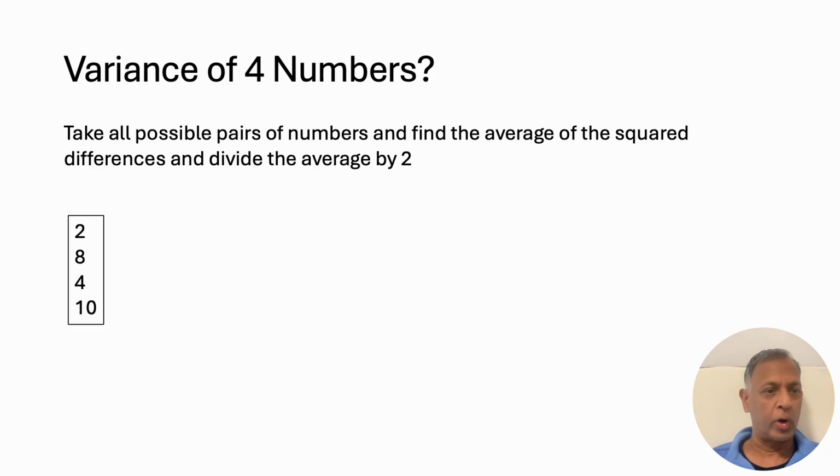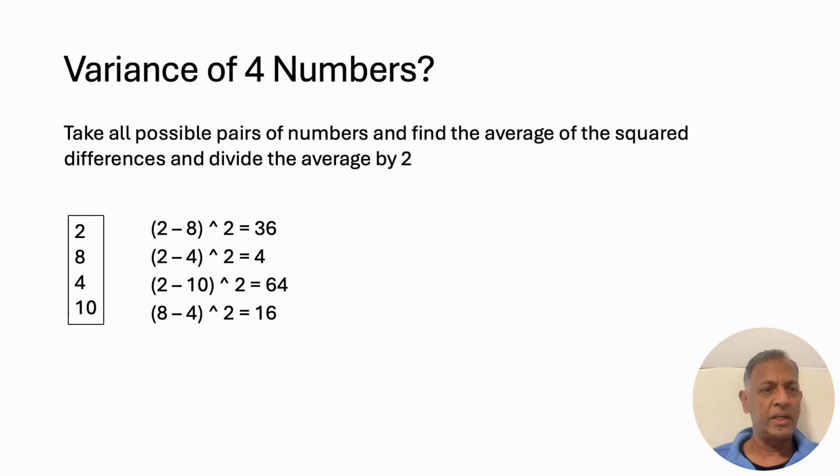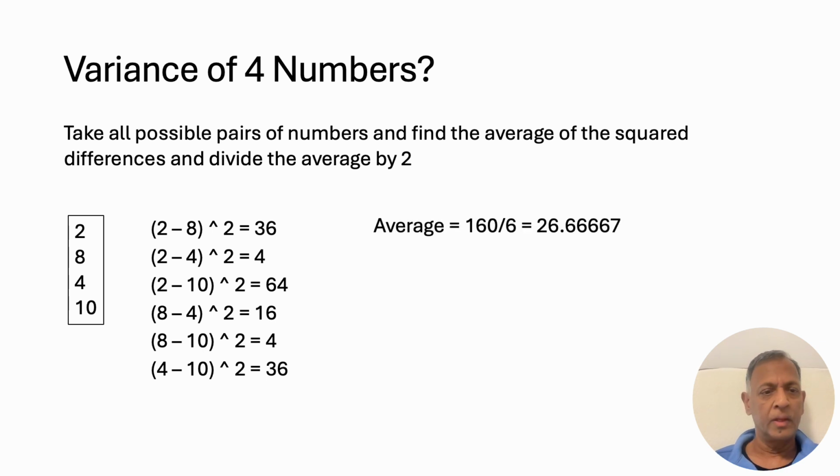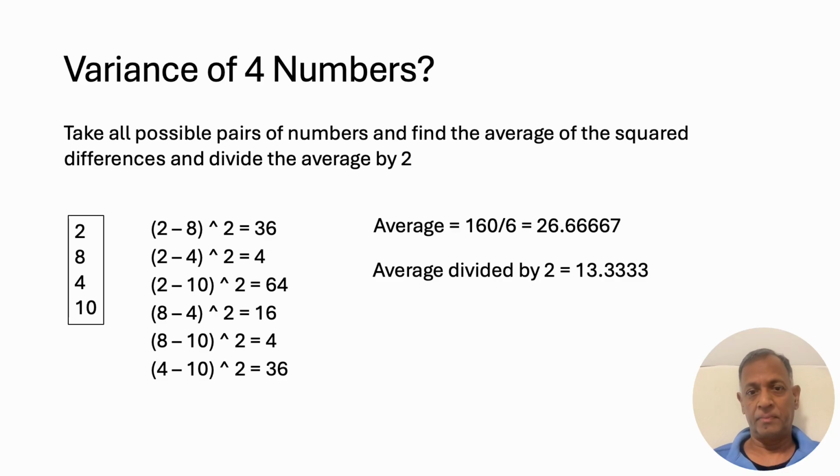Okay, let's take an example of 4 numbers. Well, we take the numbers 2, 8, 4, 10. So again 2, 8, 2, 4, 2, 10, and then 8, 4, 8, 10, and then 4, 10. 6 different pairs. And for every pair, we have done the same thing. Taken the squared differences, averaged the squared difference, divided by 2. That's the variance. There are other formulas for calculating the variance, but this is the general idea, and you really don't need to know any of the other formulas for calculating variance.